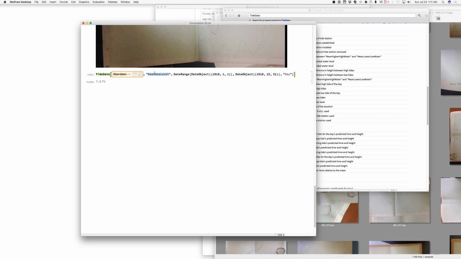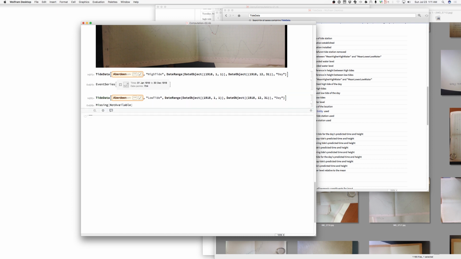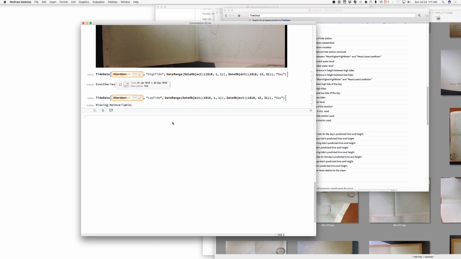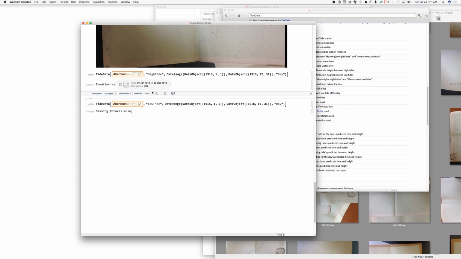Well, let's see what happens if I just ask for high tide here, because he may call it mean sea. Let's do low tide as well. And let's see. Why is that not available? Low tide. That's really odd. Well, let's see what high tide looks like here.